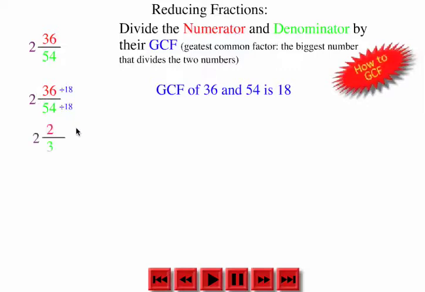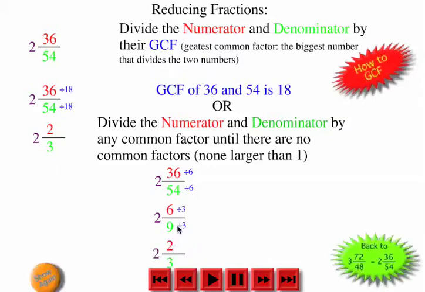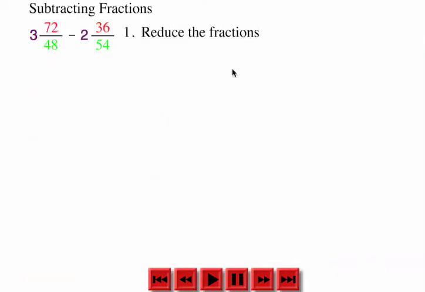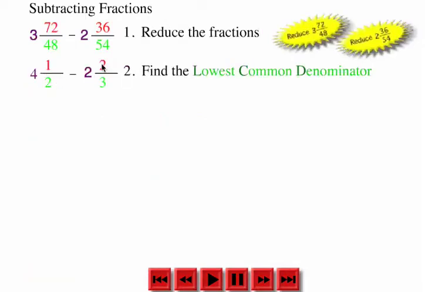All right. The other way we can do it is we can divide the 36 and 54 by any common factor. For example, 6. So we can divide the 36 by 6, and that'll give us 6, and divide the 54 by 6, that'll give us 9, and then we can see, hey, wait a minute, 6 and 9 are both divisible by 3, so we can divide the 6 by 3 and get 2, divide the 9 by 3 and get 3, so we have 2/3. Then, that's it. So let's go back to subtracting. So we reduce the fractions, and we have 4 and 1/2 take away 2 and 2/3.